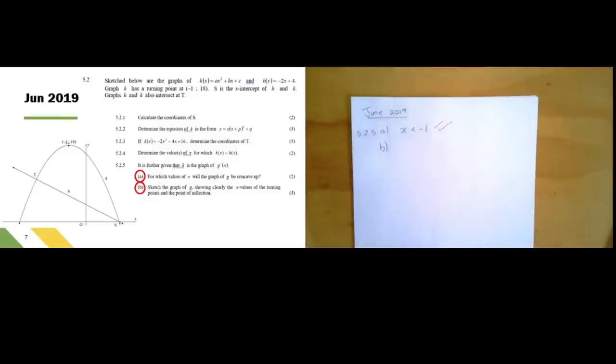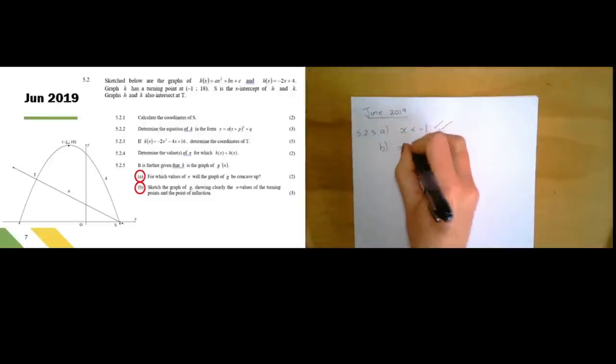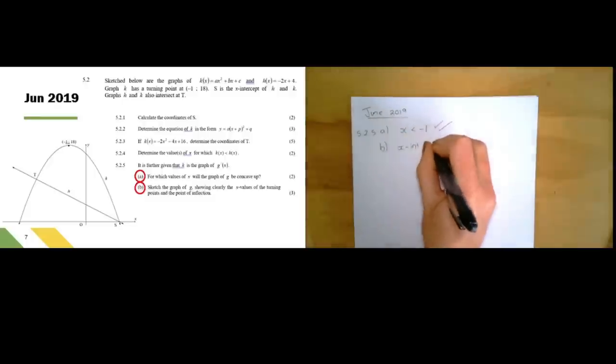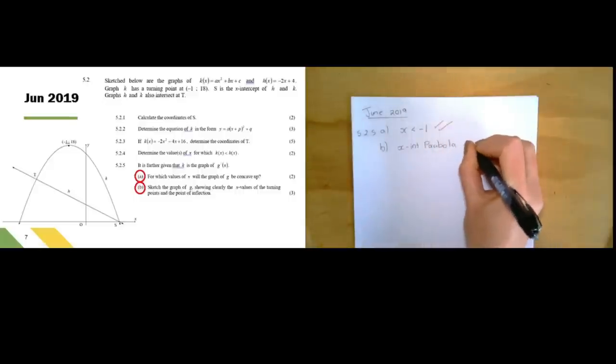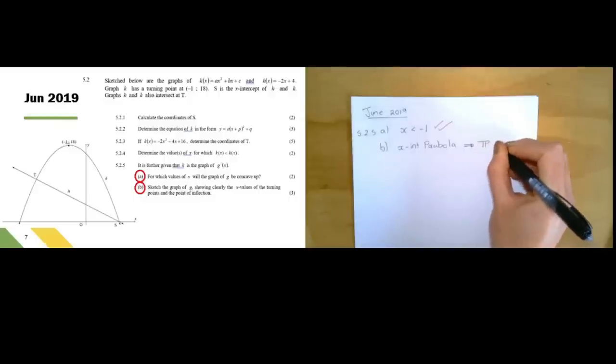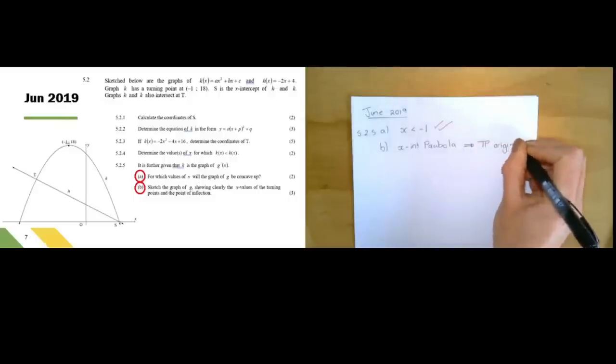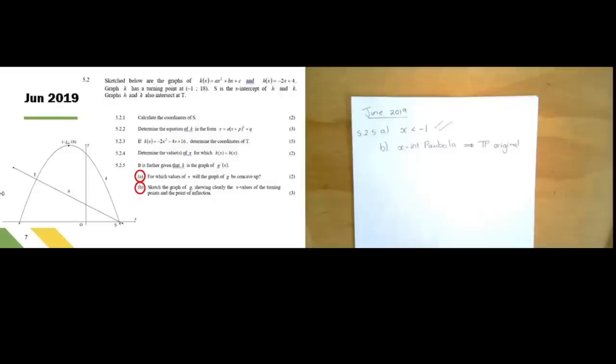By B, they're now asking you, sketch the graph of g. So that original cubic graph, showing clearly the x values of the turning points as well as the points of inflection. So what do we know? They've given me the sketch of the first derivative, and I have to go sketch the original. So the x-intercepts of the parabola will be the turning points of my original graph.